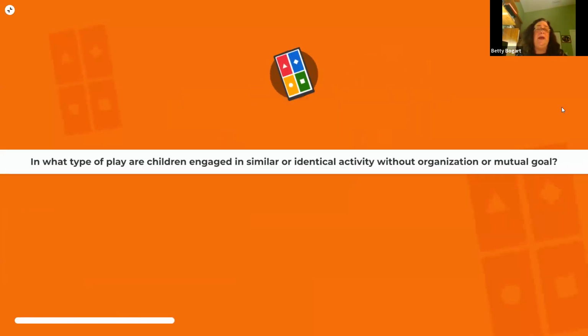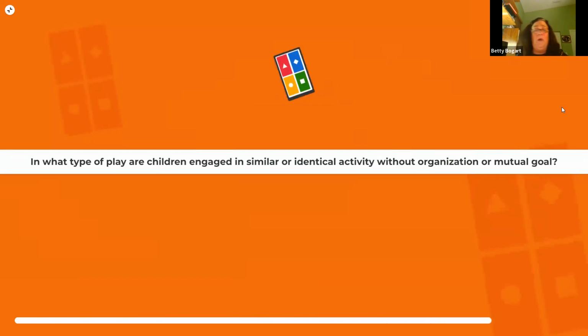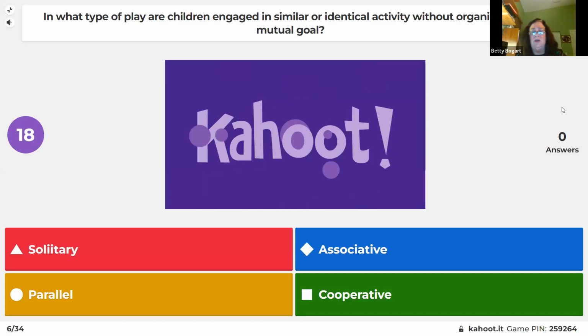And what type of play are children engaged in similar or identical activities without organization or a mutual goal? That means nobody wins.